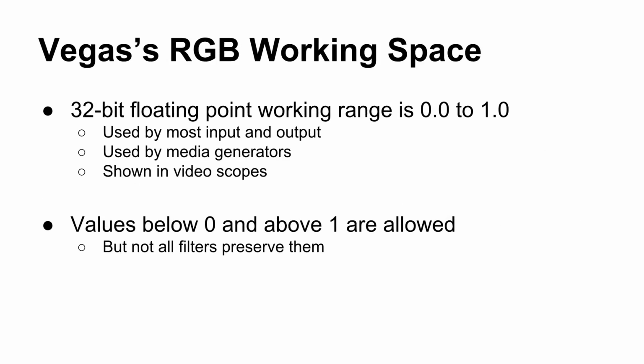Vegas's nominal 32-bit floating point working space is 0 to 1. That's the range used by most of Vegas's input and output, and by the media generators, and it's also the range shown in the video scopes. Vegas does allow values below 0 and above 1, but not all filters will preserve them.